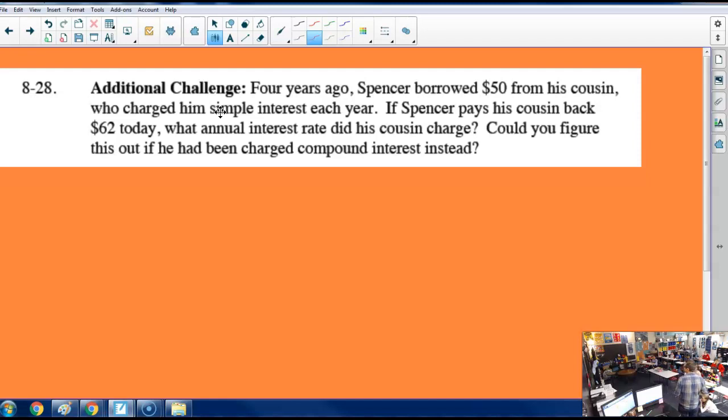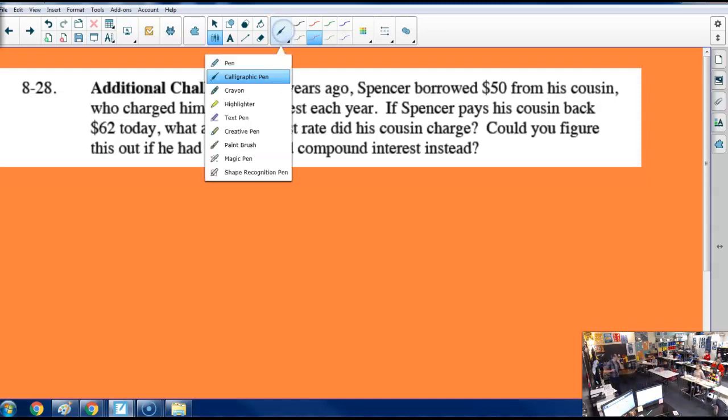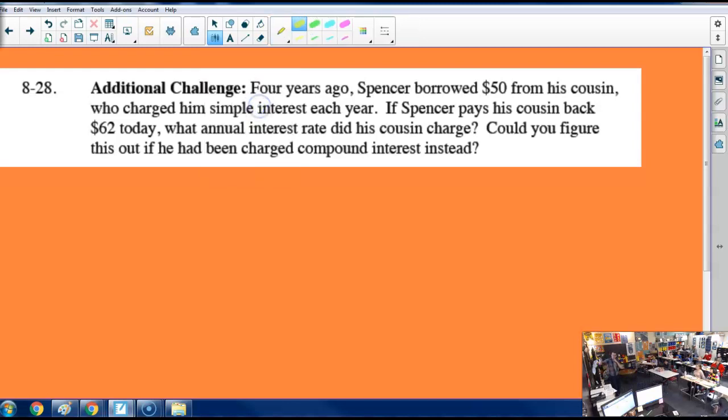Oh, wait, does his cousin wait like a month before he starts charging interest, or does he start charging interest right now? Interest starts when you get it. Each year. Oh, 4 years ago. Oh. That's $3 a year. 30 seconds. He already has it bad. Got it.